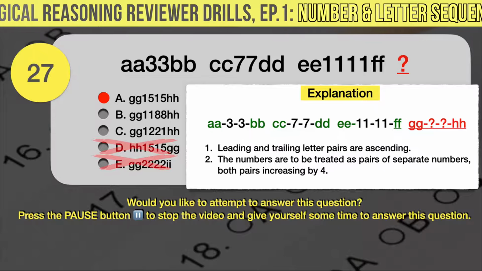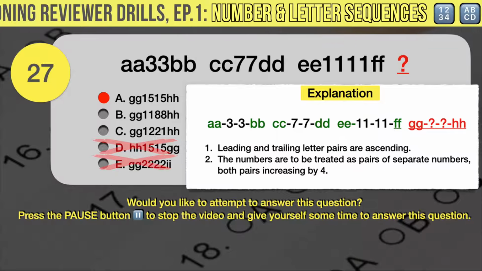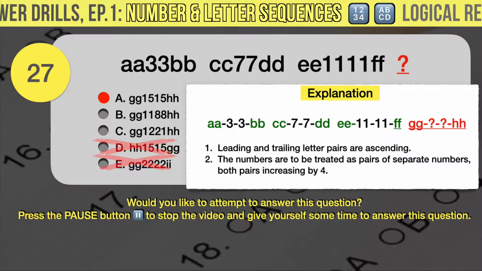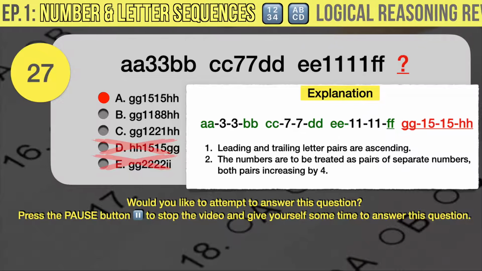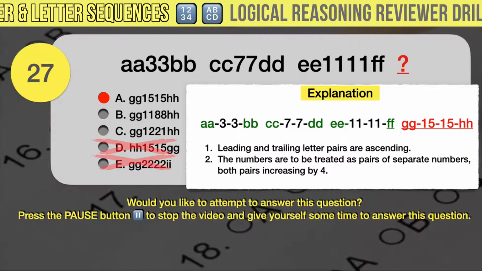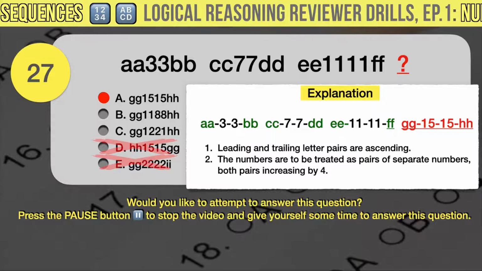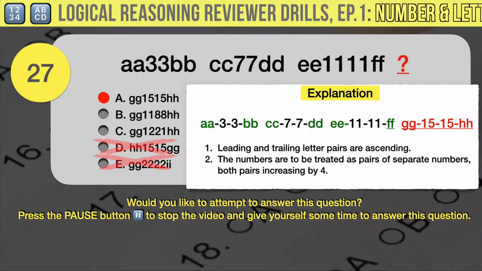The numbers are to be treated as separate numbers. That is, it is 3 and 3 instead of 33, 7 and 7 instead of 77, and 11 and 11 instead of 1111. Recognizing them as such, we should also easily recognize that the numbers are increased by 4 in each step, as follows. 3 plus 4 equals 7, plus 4 equals 11, plus 4. Therefore the next twin number pairs should be 15 and 15.